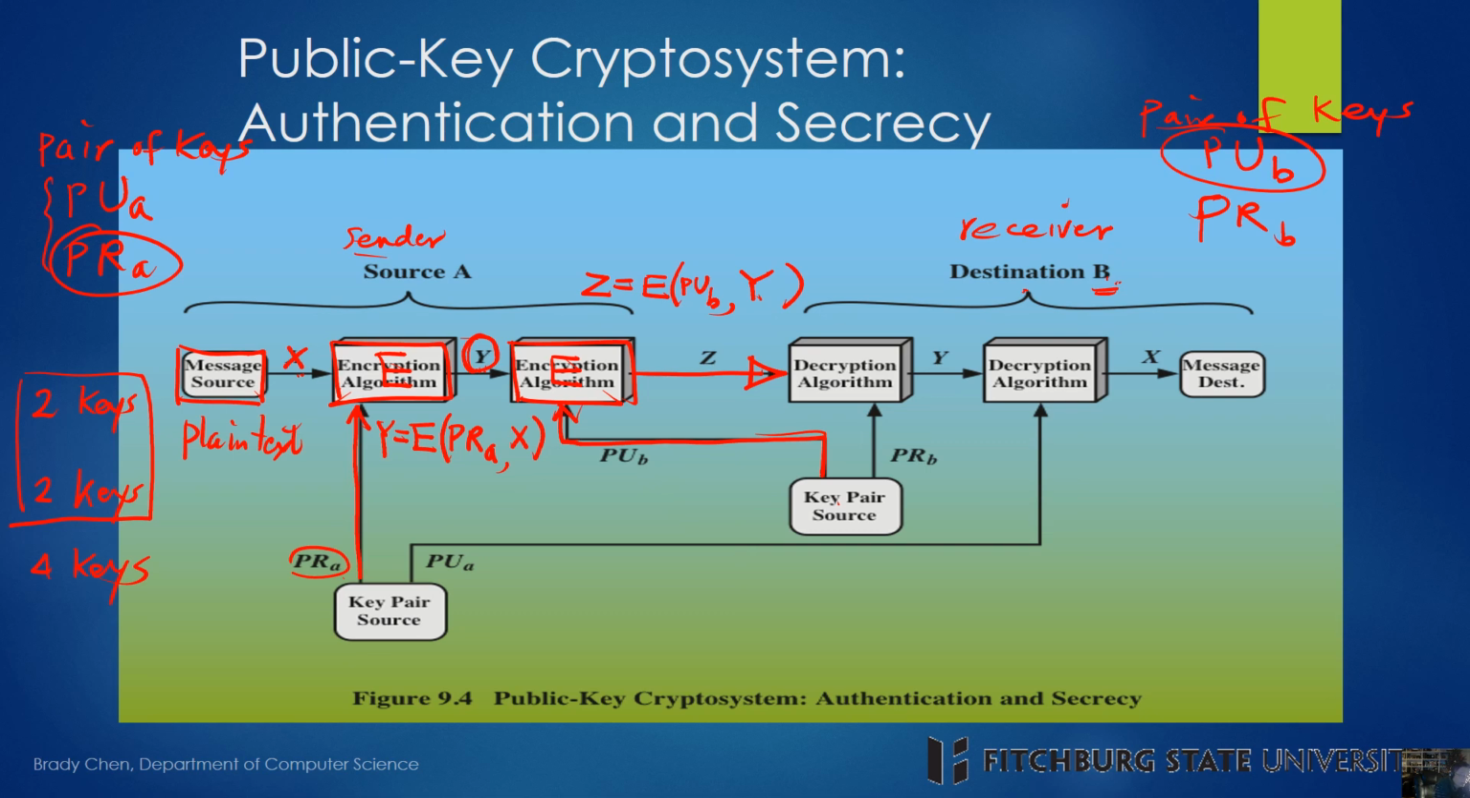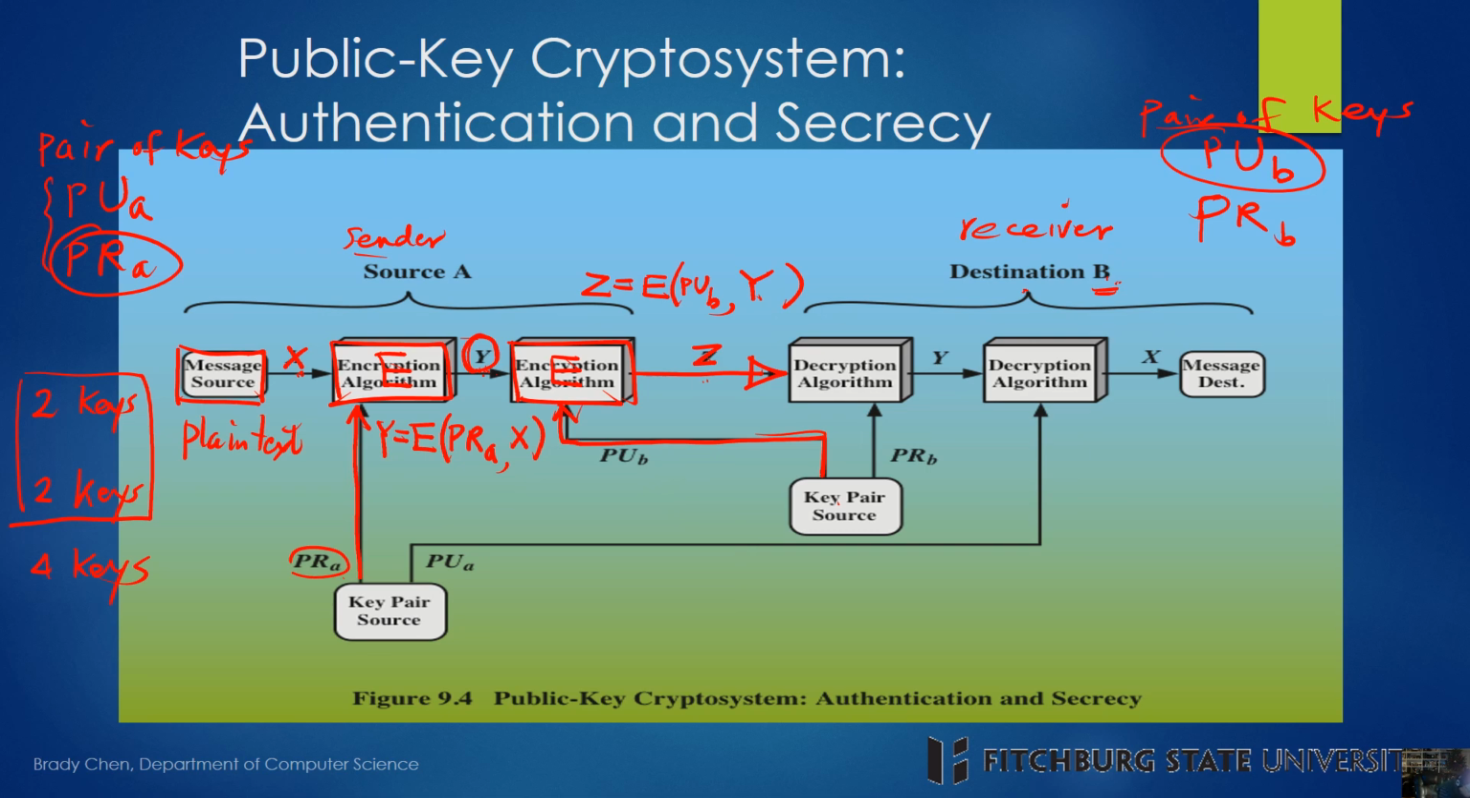Now, when anyone wants to decrypt the message, they first need to use the private key of the destination to decrypt the message and restore it to Y, right? Because you have an X, then you have an intermediate message, which is also a ciphertext, and then the final ciphertext Z. So Y is the intermediate ciphertext. First, you need to decrypt the message Z to the intermediate ciphertext Y, and then restore from Y to X.